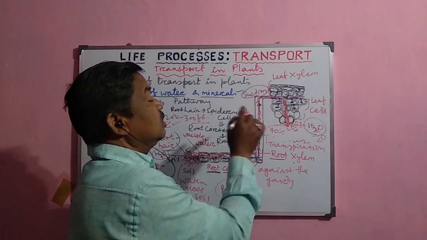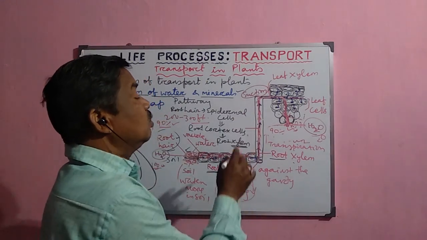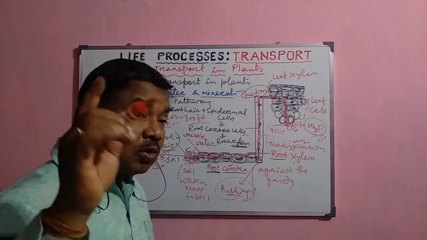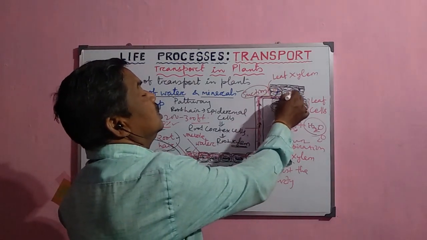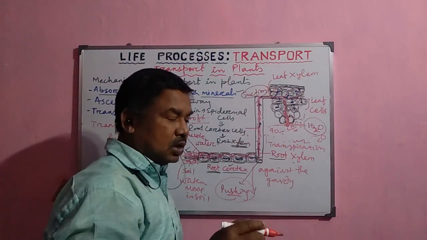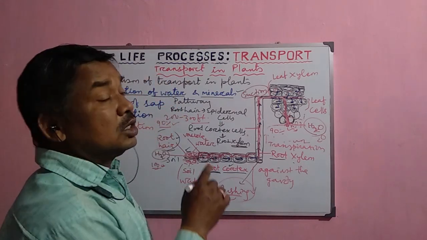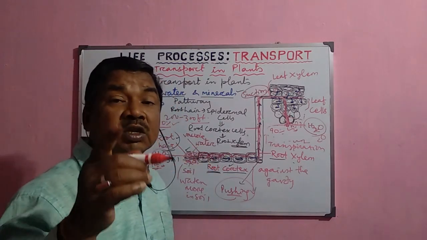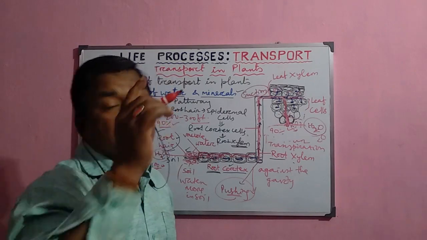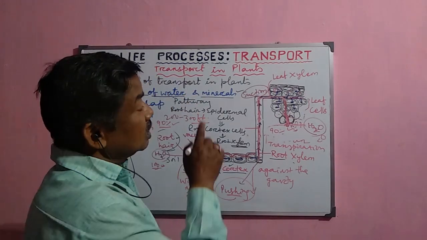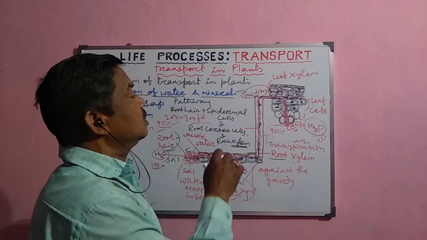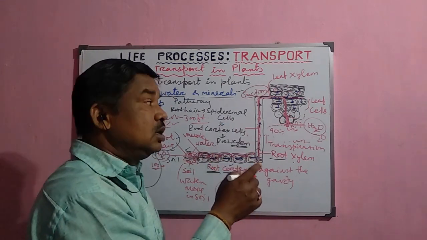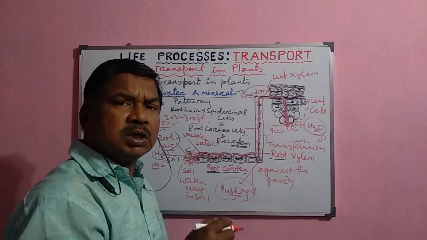So if the transpiration does not occur, then the water will not move. If the water does not move, automatically the water and minerals will not reach each and every part of the plant. So that is why it is said that transpiration is a necessary evil. Of course, without transpiration, no water can move. If the water does not move, no minerals and other substances will reach there. So that is why transpiration is very much essential.